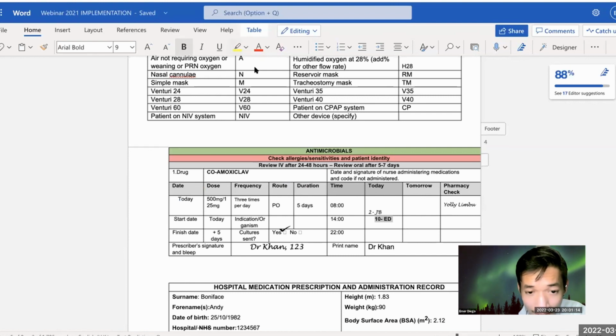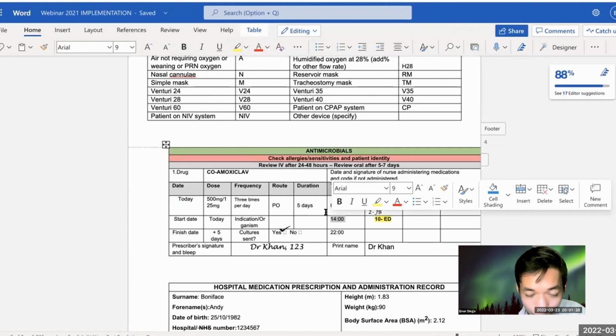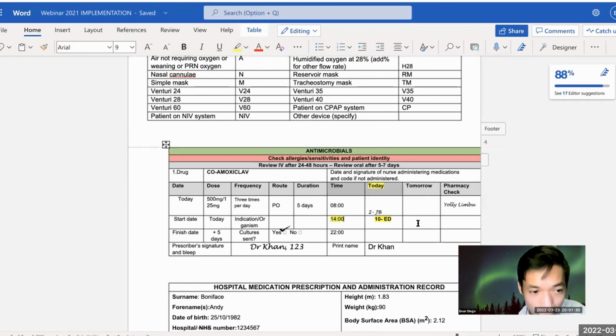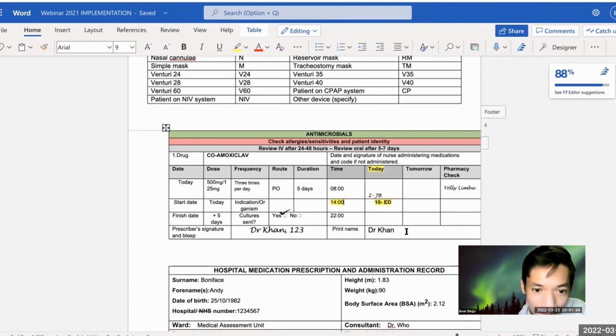So it says here, date and signature of the nurse administering the medication. Again, you don't have to put the date. Why? The date is already given. It says here today, and the time is already there. It's 1400. So you only need to put the code and your initial. Okay, that is it.